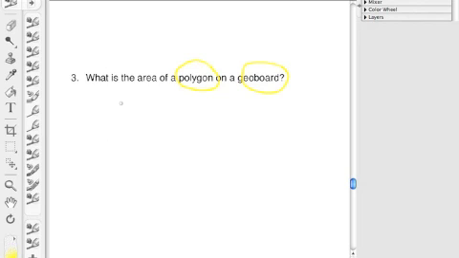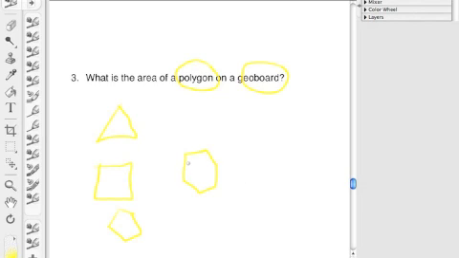Here's an example of a three-sided polygon. Here's a four-sided polygon. Here is a five-sided polygon. And then we could go on and on. Here's a six-sided polygon.